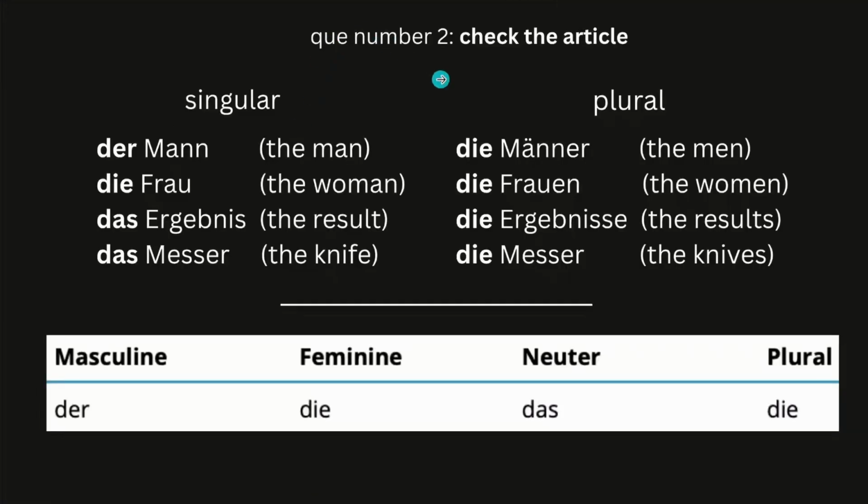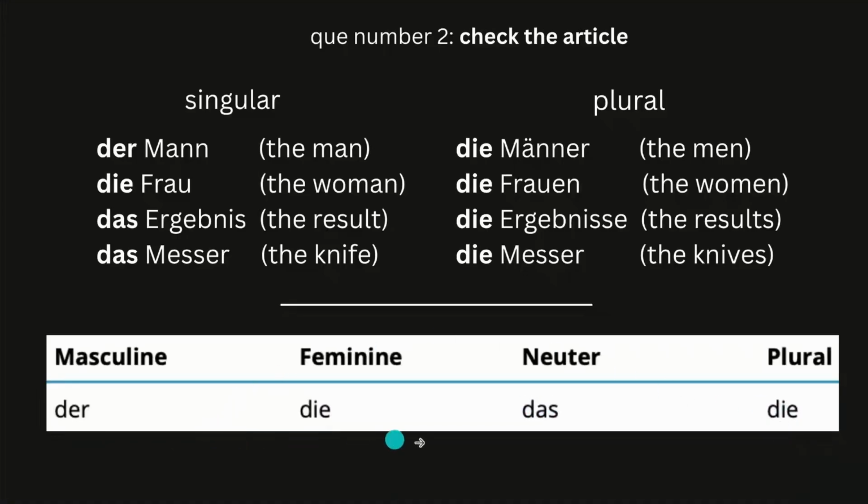Check the article. You know what an article is. Article is the word the. This is the article. This is the noun, and this is the article. When you translate the into German, you actually get 4 different words, and it depends on the gender. We talked about gender in a previous video. You can check that out. So when you translate the into German, you can get der, die, das, and die.